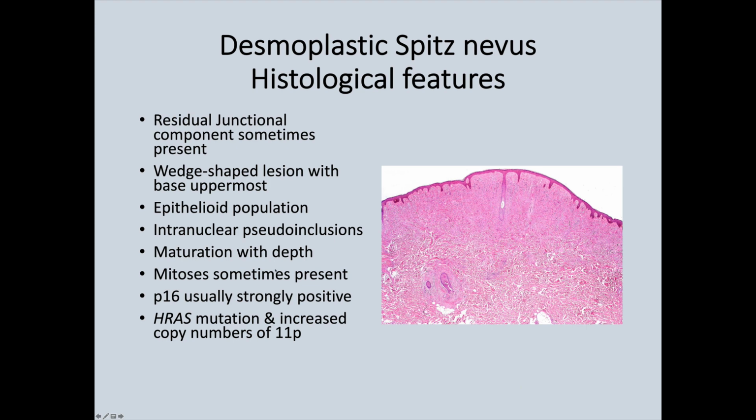Now, there are some publications which say that occasionally you may get mitotic figures in these lesions, particularly in the older folk. Well, that may well be the case, but it hasn't been my experience. But anyway, I think that's an open question. Now, the interesting thing is, for those of you who like to do immunohistochemistry, if you do P16, it's very nicely, strongly positive from top to bottom. And we know that at the molecular level, this is associated with HRAS mutation and increased copy numbers of 11p.